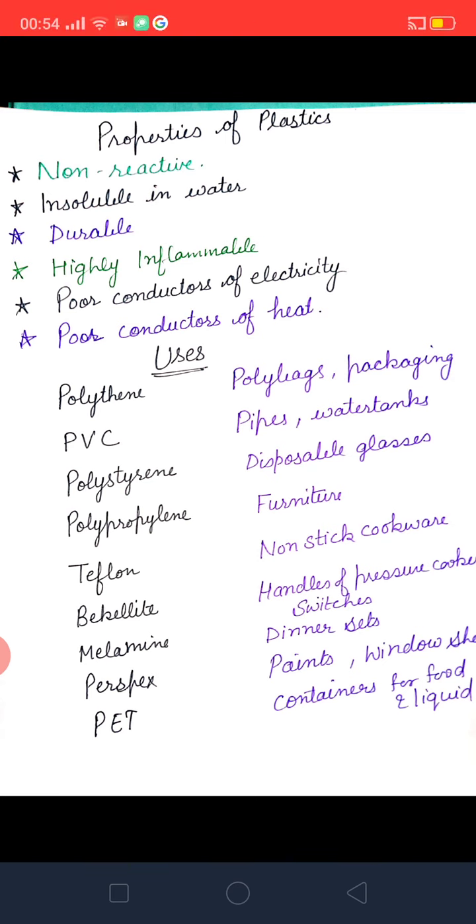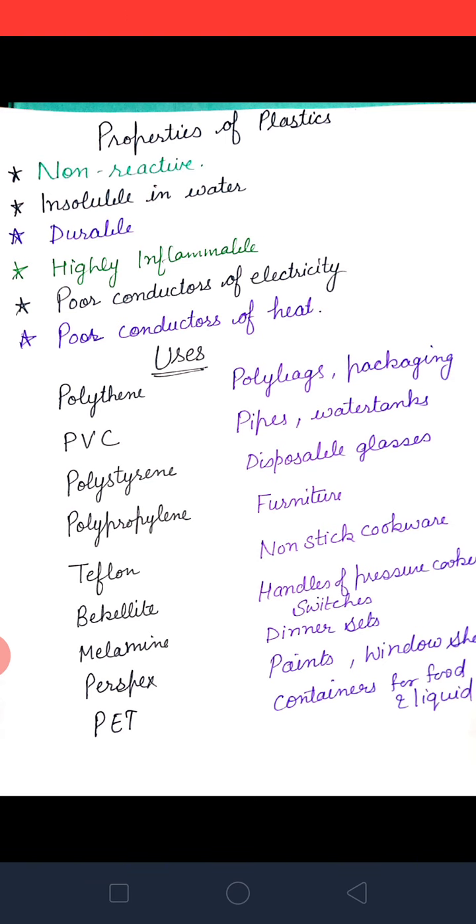Highly inflammable means they catch fire easily. They are highly inflammable. If they are kept at a very high temperature, then they are very much highly inflammable. Poor conductors of heat. Poor conductor means they don't allow electricity to pass through them. As I have told you earlier, they are used in making switches. They are used in making handles of electrical appliances because they are non-conductors of heat.